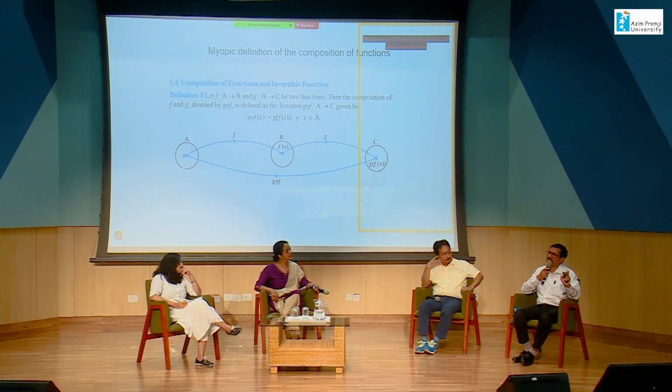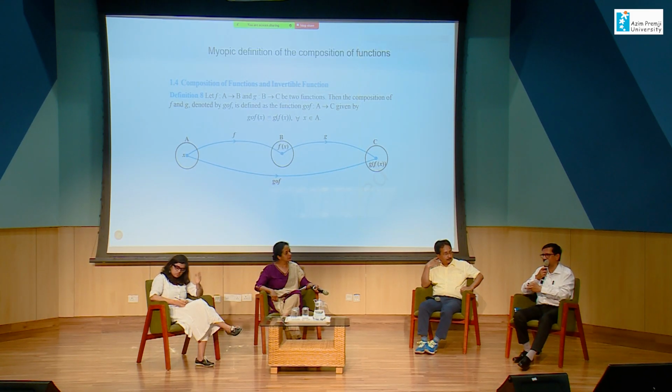And immediately after this definition, we give examples of the kind non-negative square root of x plus 1, that it is a composition of x plus 1 and root x. But if you give a closer scrutiny to it, you will find that x plus 1 is a function from R to R, whereas root x is a function from the set of non-negative real numbers to the set of non-negative real numbers, or maybe to the set of real numbers. So there is a mismatch.